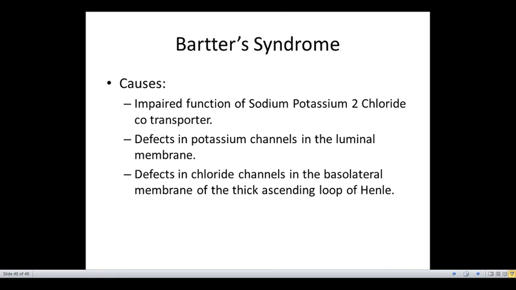I stop here to end today's lecture. We will continue with the study of some other tubular disorders in the next lecture.